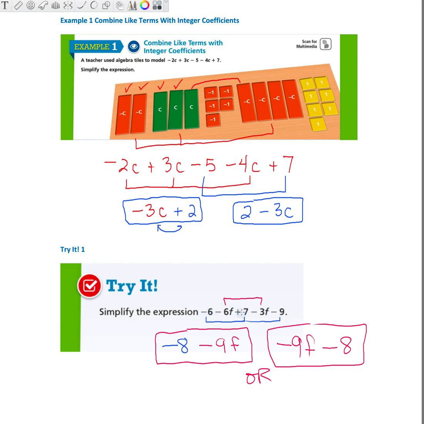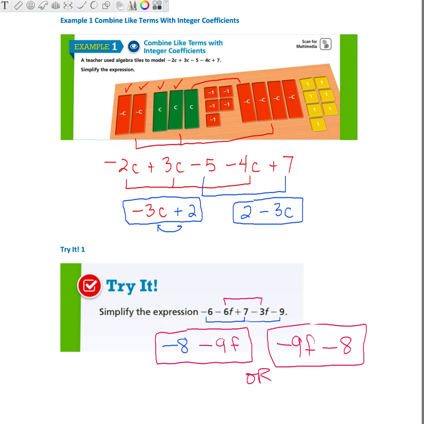So -6 plus 7 gave me 1. And 1 minus 9 is -8. Then I did -6 minus 3 and got -9. And I put an f with that one because I'm combining f terms, and so they are f. I need an f as my label there.